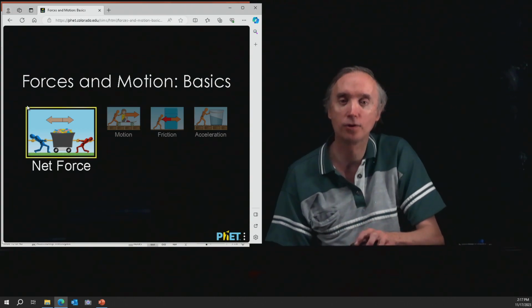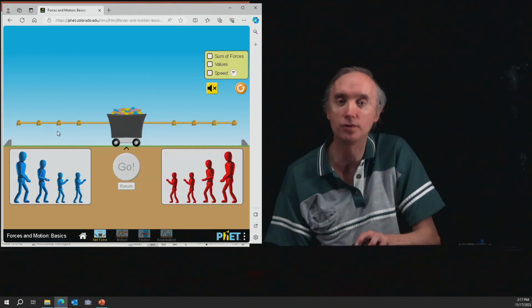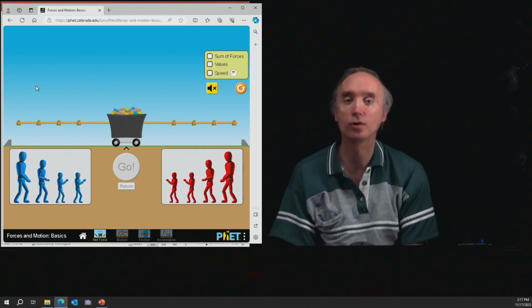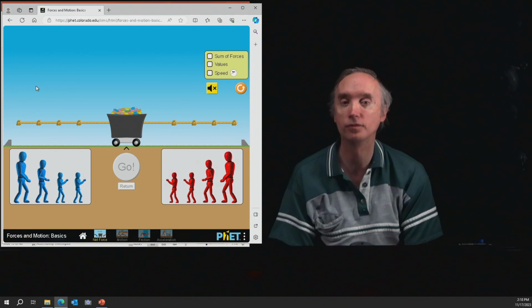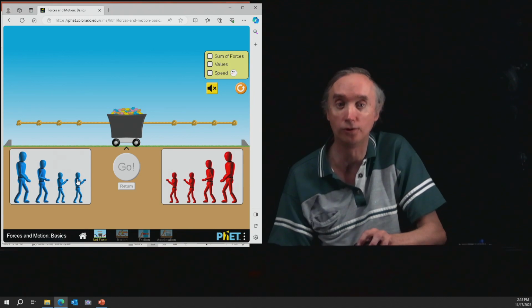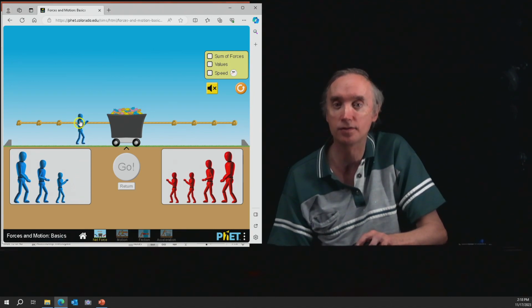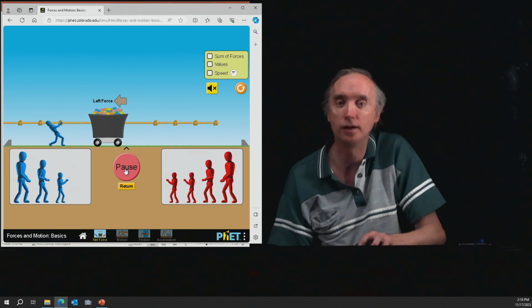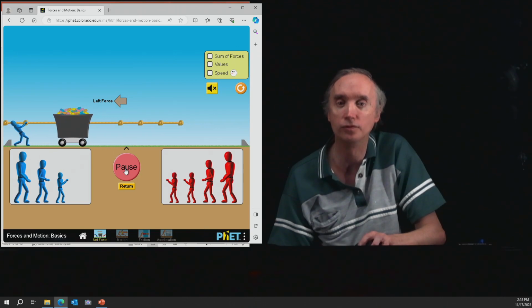Okay. So now we're going to click on Net Force, and what we have here is a cart, and we're going to be pulling on that cart with various amounts of force. So remember, a force is a push or a pull. So let's take one of these little guys here, and this guy is going to apply a force to the cart, and then let's see what happens. So we're going to hit the go button. Okay, and you see that the cart begins to move.